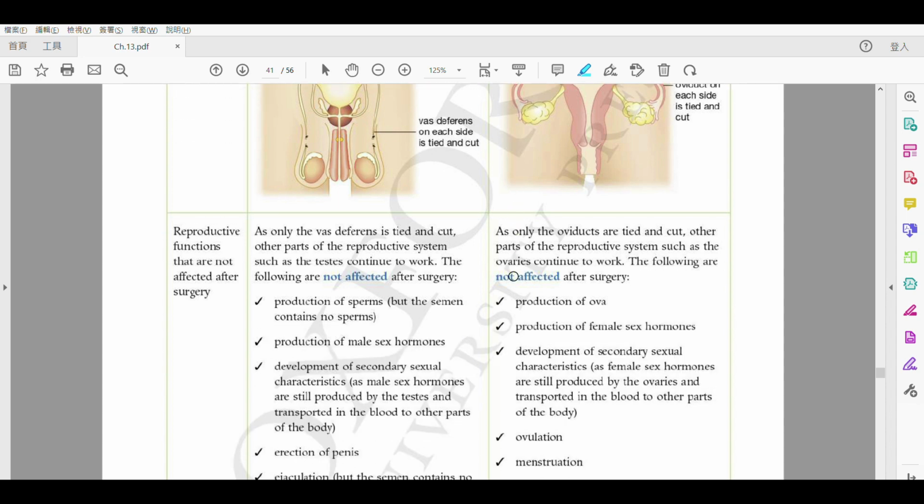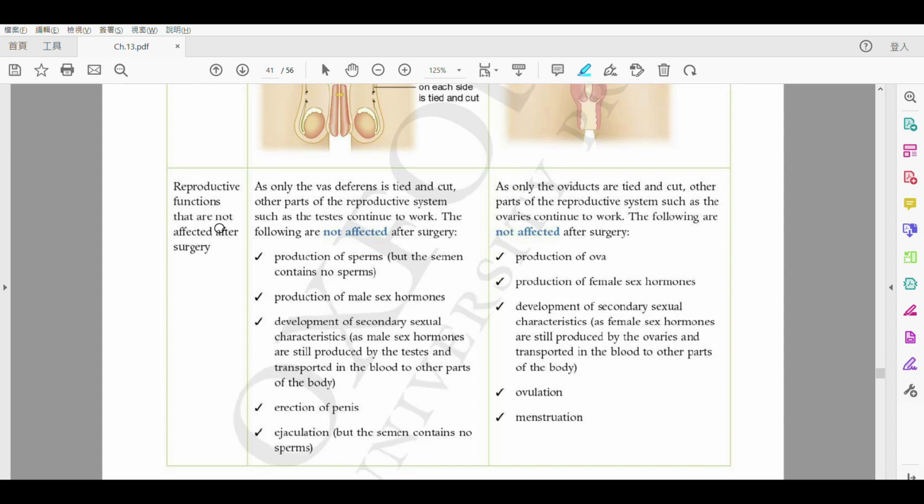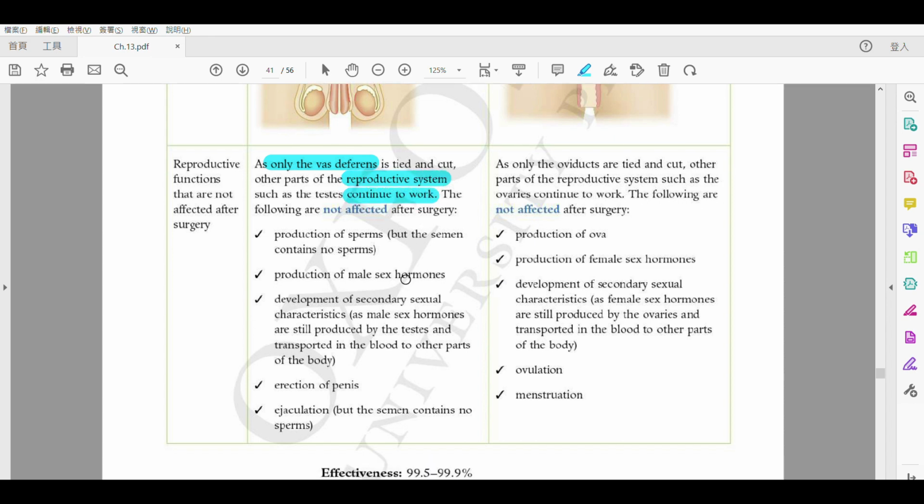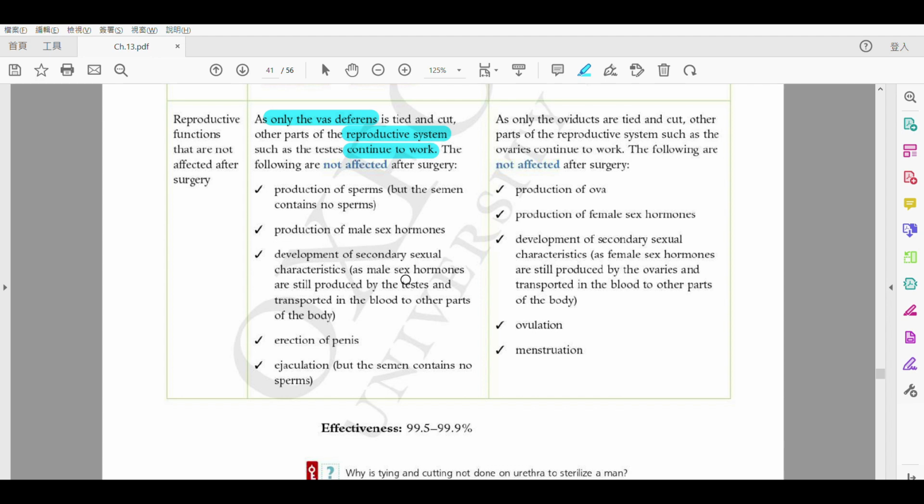Okay? 好啦 and then the next thing we are going to talk about is the effect, 佢哋嗰個影響啊. So this time only the vas deferens is tied and cut, 但係啦其實 the other parts of 呢個 reproductive system 係 continue to work 嘅，會繼續運作嘅。Okay, so what will happen? First of all, will there be production of sperm? Yes, because 邊個負責？Which structure produces sperm? The answer is testis. Okay?